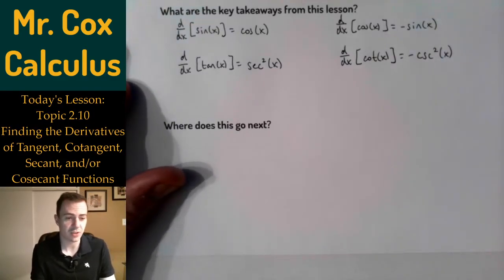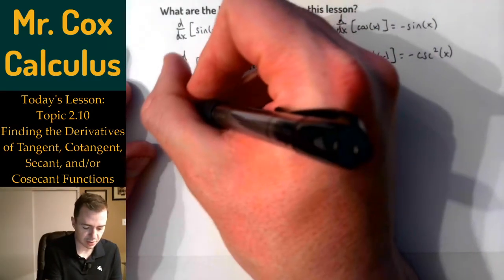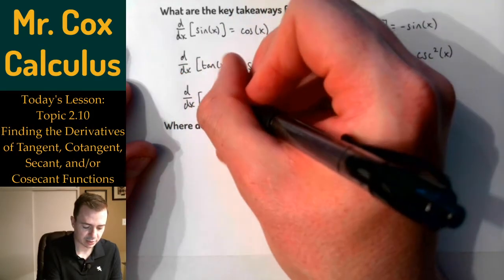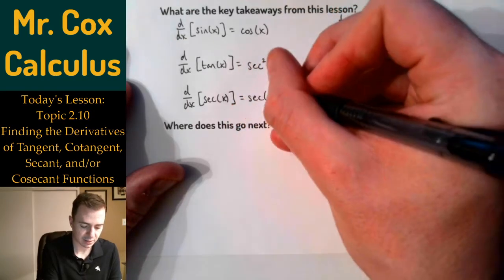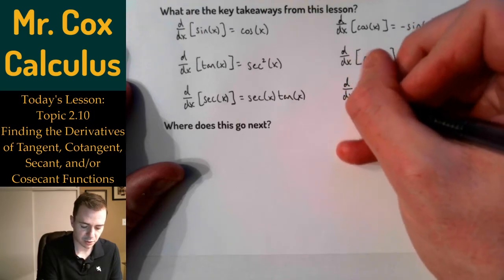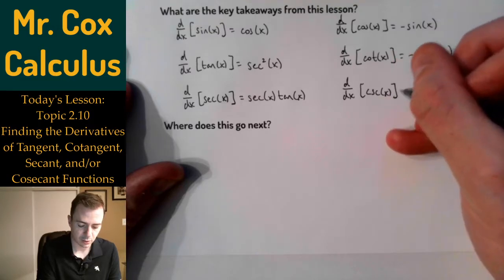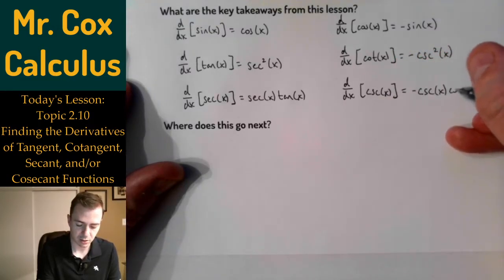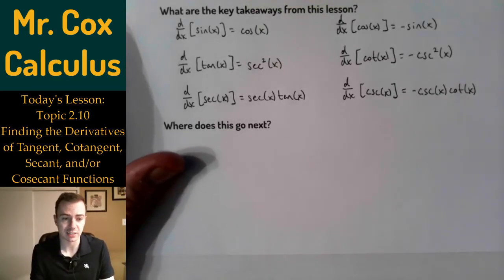And then in the third video, we found the derivatives of secant and cosecant. We said that the derivative of the secant of x is equal to secant of x tangent of x, and that the derivative of cosecant of x was equal to negative cosecant of x cotangent of x. And you really do just need to know these 6 derivatives.